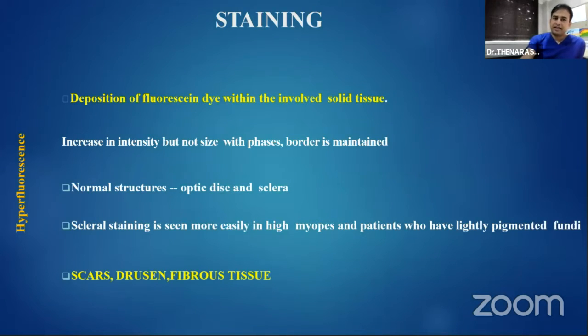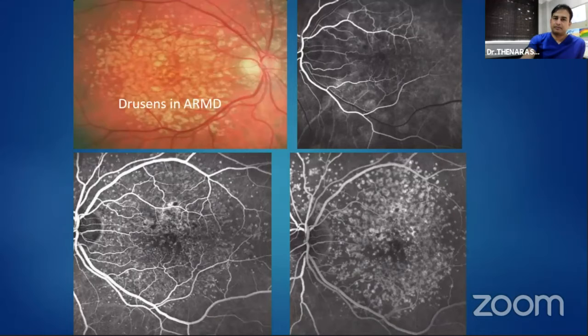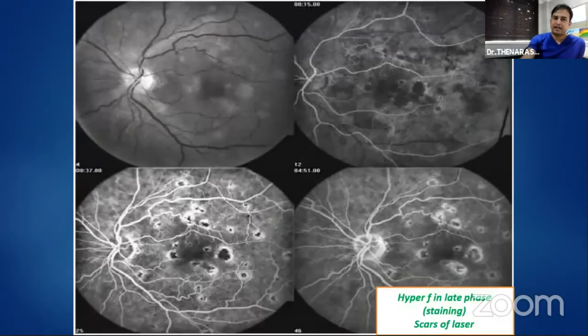In staining, there will be an increase in the intensity, but the size remains the same. The border of the lesion will remain the same. Normally the optic disc gets stained in the later phases, and sclera staining will be seen in high myopia, whereas pathologically you can see staining in drusen in the late phases, and again in laser scars, you can see the hyperfluorescence in the late phases.